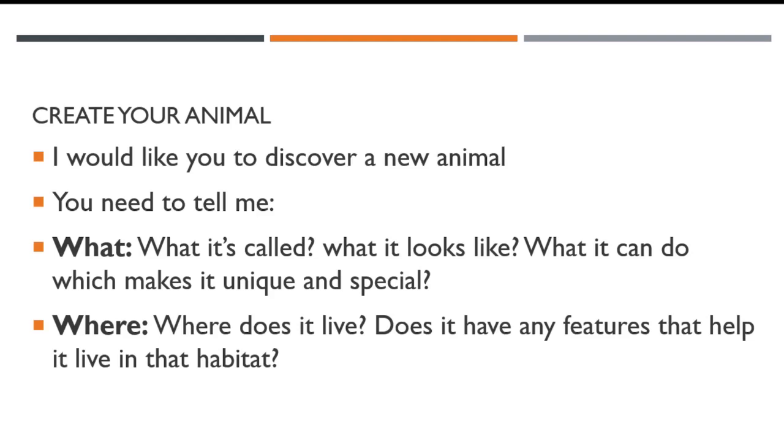Okay, let's get started. First thing you're going to need to do is create your animal. Now, as I said, you could make this up completely off the top of your head. It could be completely made up. Or, as you can see, what I'm going to do is take two animals that already exist and kind of mash them together. Okay? What I do need, though, from your writing is you need to tell me what and where. So the what is the first part we're going to look at.